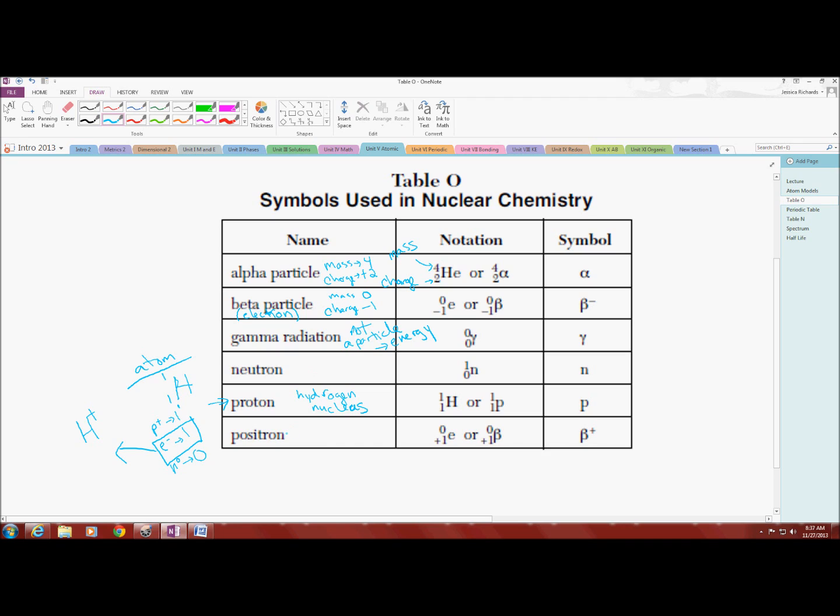Positron's the only one left down here, and it is antimatter. It is an equal but opposite beta particle. So other than showing up in some nuclear equations, we don't talk too much about positrons. Again, it's a little more physics when you start talking about antimatter. All right, back to our lecture notes.